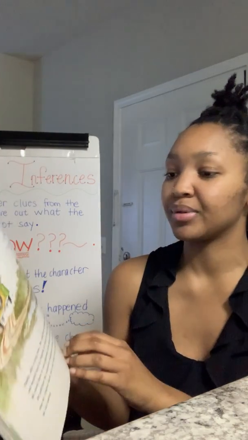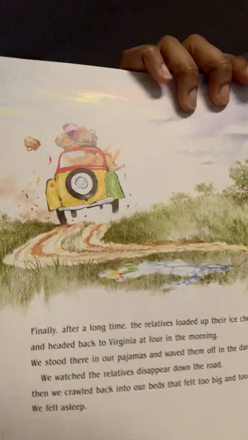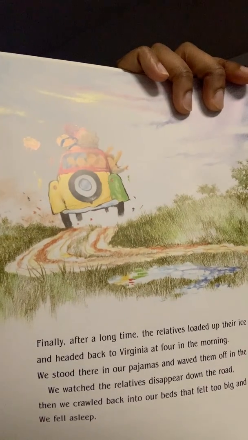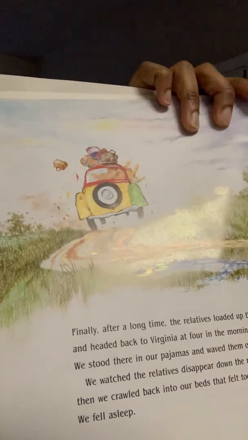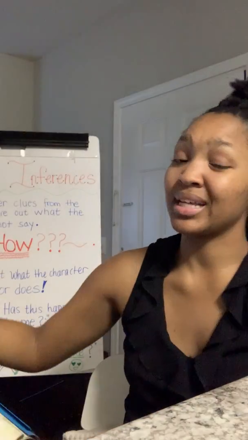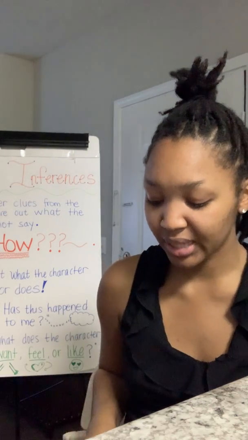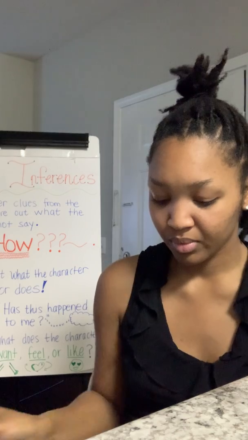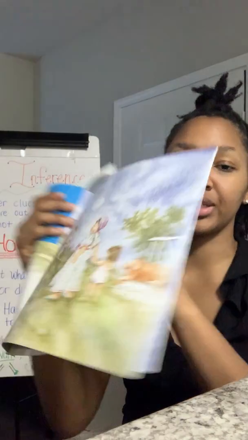We fell asleep. It looks like the relatives left, and the narrator is saying that they felt like the house was too big and too quiet. We need to make an inference because the author doesn't tell us why the house feels too big and too quiet. That's going to be another inference you make. First think, what are the characters saying and doing? What are the characters saying and doing?